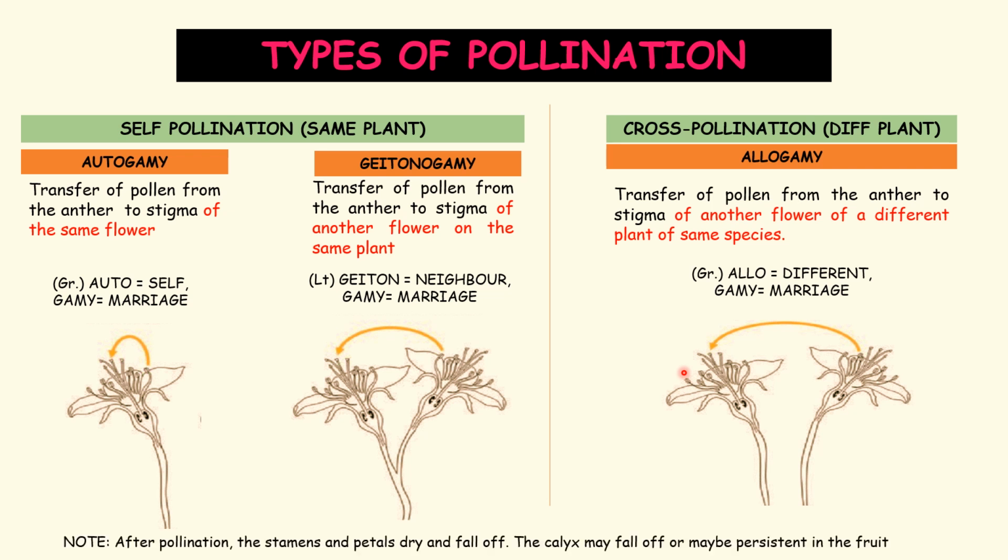Now after pollination, these stamens and petals dry and fall off. Sometimes the calyx may also fall off, or sometimes it is persistent in the fruit, and we see it attached, for example in case of tomato.